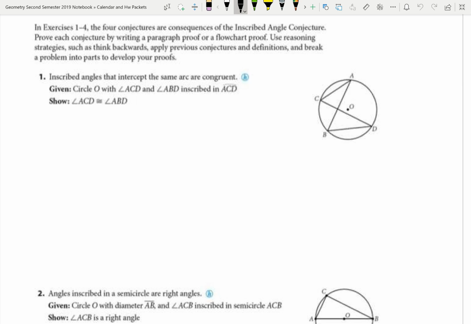So I'm going to start by making some observations before I get into the proof. Notice that I have some inscribed angles here, such as angle ACD and angle ABD. I notice that they both intercept the same arc, which is arc AD.